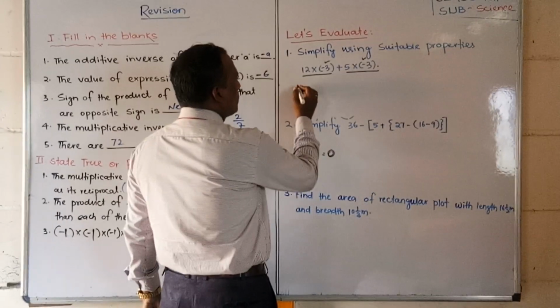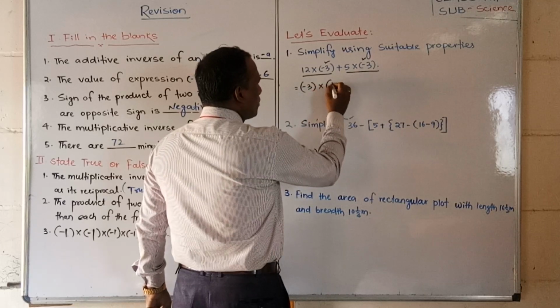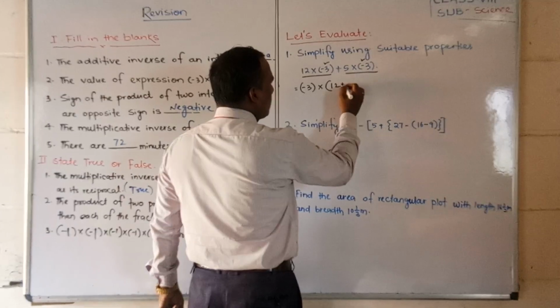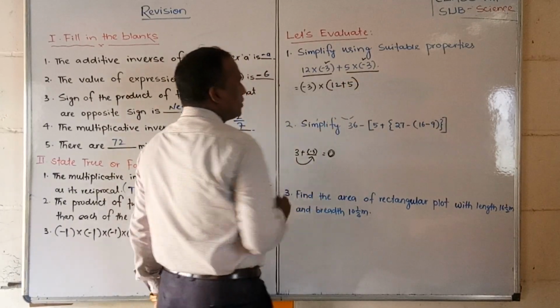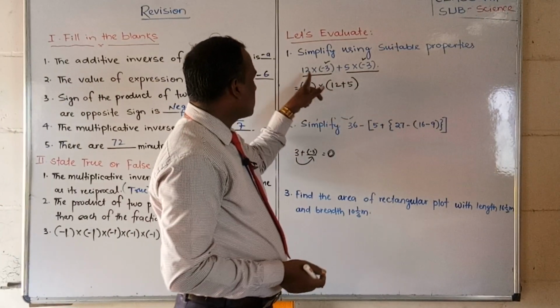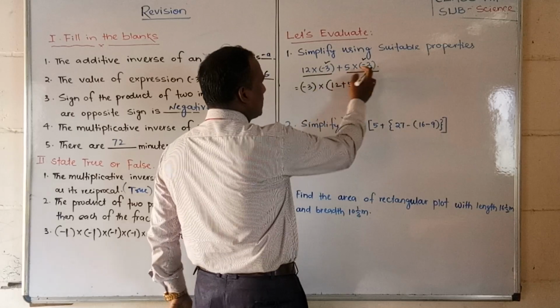So by using this property, we can say minus 3 into 12, plus minus 3 into 5. I have taken minus 3 common, and I have written 12 plus 5, because minus 3 is already taken out. Do you understand?